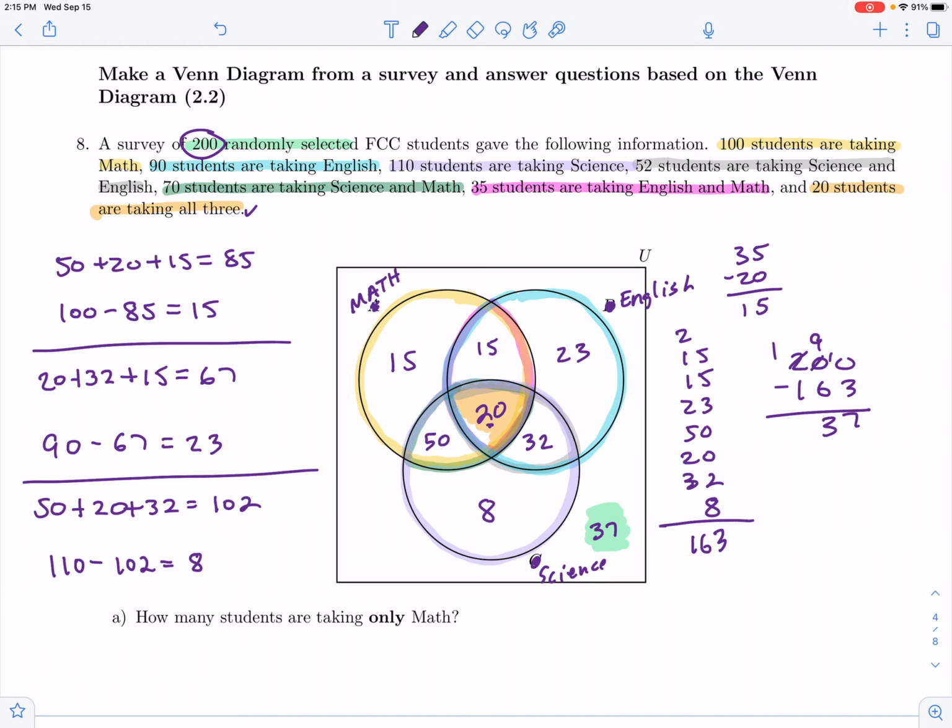So how many students are taking only math? So when we're talking only math, that means they're not taking English, not taking science, so we're looking at people that are just in the math circle by themselves. So it looks like we're looking at 15 that are just taking math in this case.